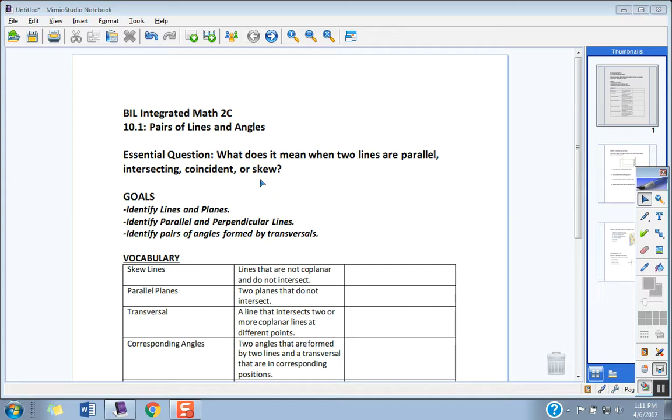Okay? All right, kids, in order to answer the question that was asked, everybody listen up, please. We need to, first of all, be able to identify lines and planes. We've had exposure to that. We need to identify parallel and perpendicular lines. We've had exposure to that. The thing that's going to be new for us today, and it's very important, is identify pairs of angles formed by, and here's the biggie, transversals. Very important right here. Okay? And we'll talk about what a transversal is here in a second.